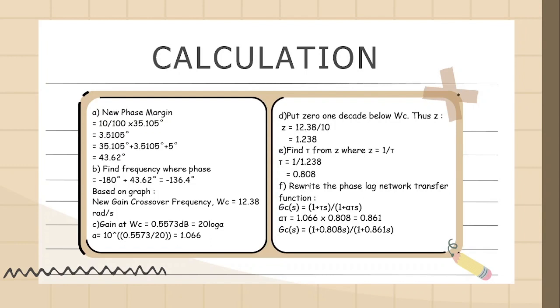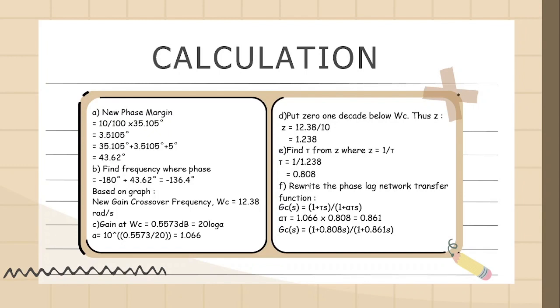So the new gain crossover frequency is 12.38 radian per second, and the gain at omega c is 0.5573 decibels, which equals 20 log alpha, and then we will get the value of alpha as 1.066. Next, we need to put the zero 0.1 decade below omega c, thus we will get the value of z as 1.238, and we will find the pole later.